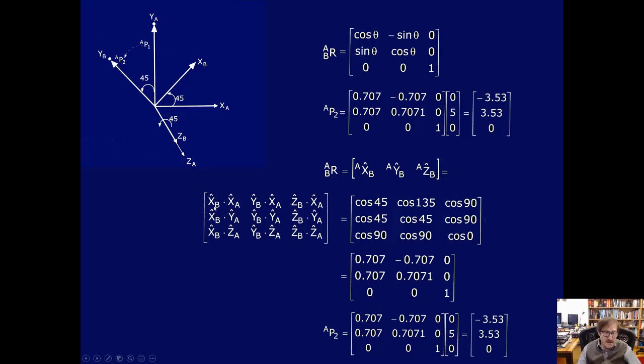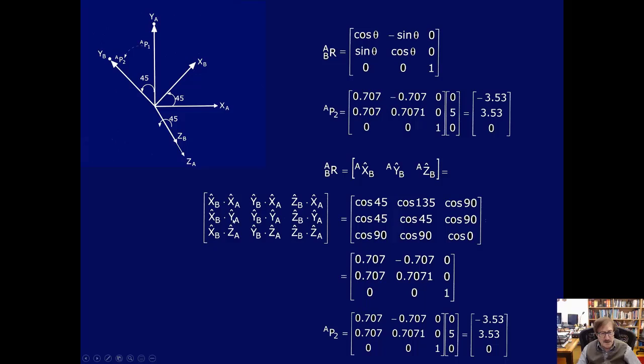Now xp dot xa is cosine 45, yb dot xa is cosine 135, and zb dot xa, zb is orthogonal to xa, so this is 90 degrees and cosine 90.